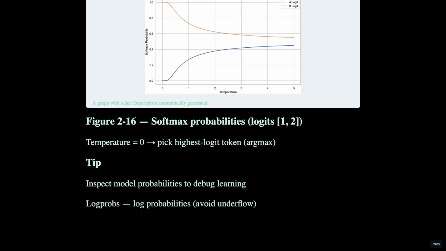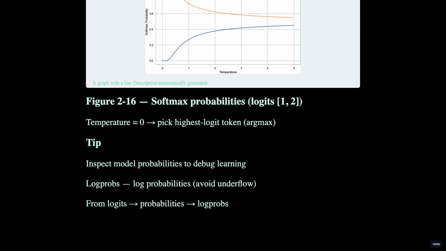Log probs are probabilities represented on the logarithmic scale. Models use them because many individual token probabilities, for example with a 100,000 item vocabulary, can be so tiny they underflow to 0 in normal scale. Logs keep those values representable and numerically stable.